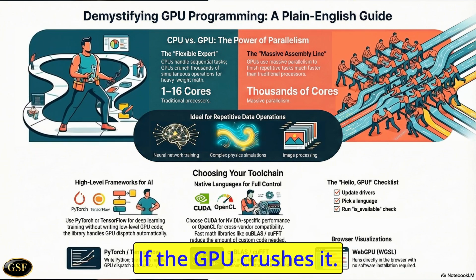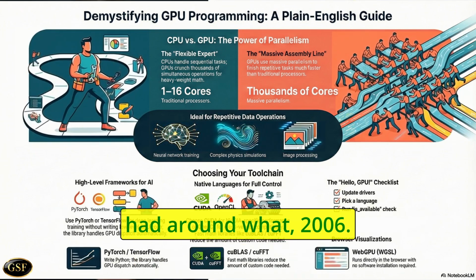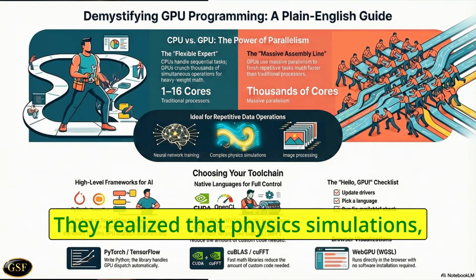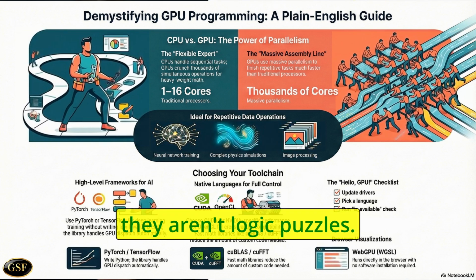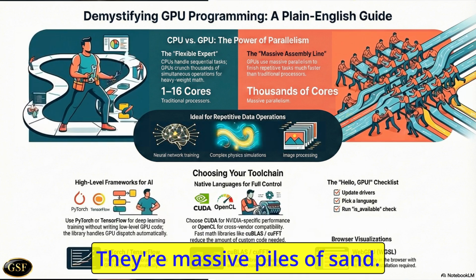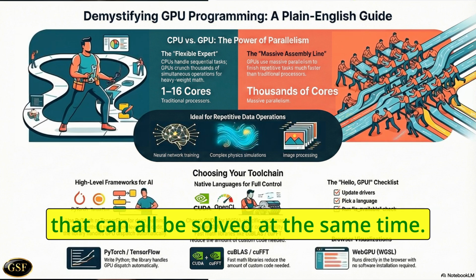The GPU crushes it. And that was the aha moment scientists had around 2006. They realized that physics simulations, weather forecasting, and eventually deep learning, they aren't logic puzzles. They're massive piles of sand. There are millions of tiny math problems that can all be solved at the same time.